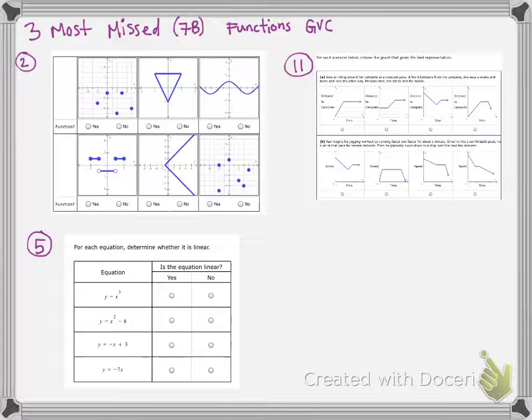These are the three most missed questions from the functions GVC test in this class. Number 2 was the most missed question, then number 11, and then number 5. We'll go through each one and you can add them to your notes.